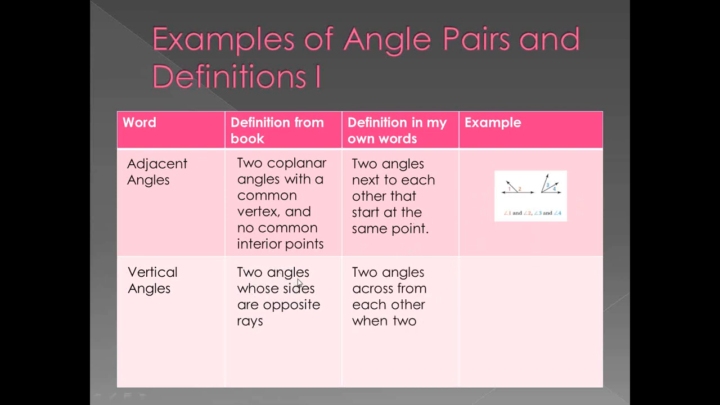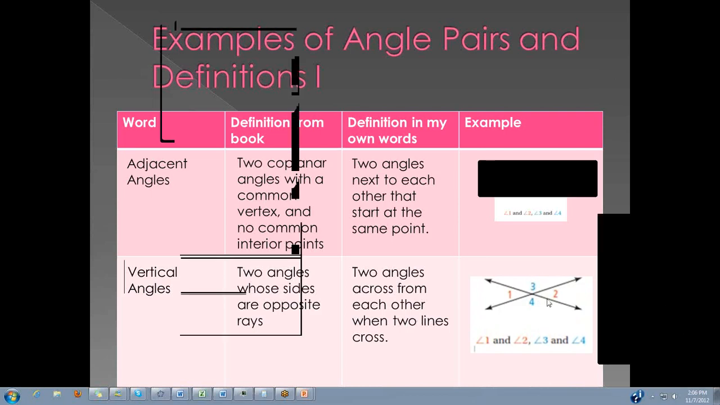I put from the book, it says exactly two angles whose sides are opposite rays. In my own words, the best way that I understand it is two angles across from each other when two lines cross. So put it in your own words the way you understand it. If we look at our picture, 3 and 4 are vertical angles. That's their relationship to each other. And 1 and 2 are vertical to each other.